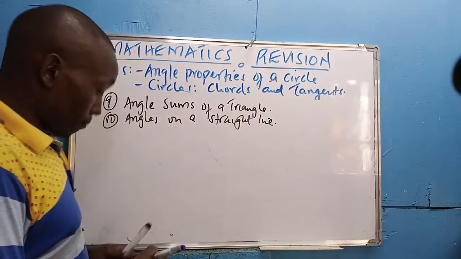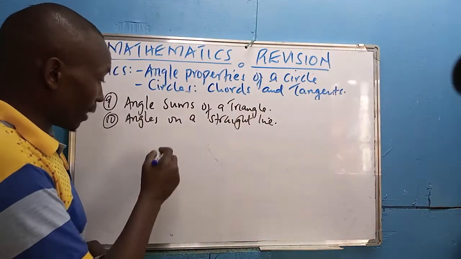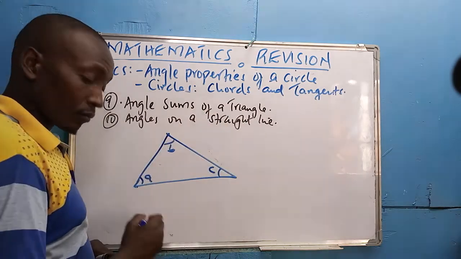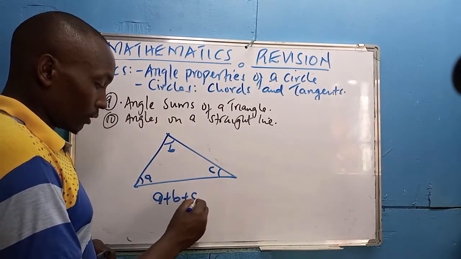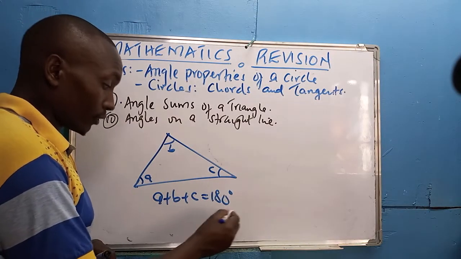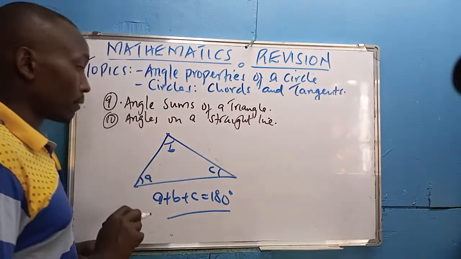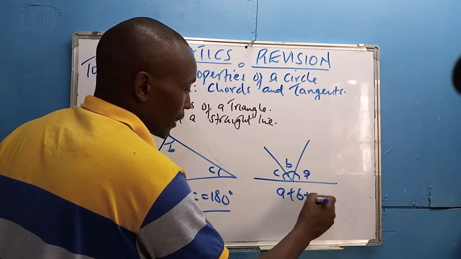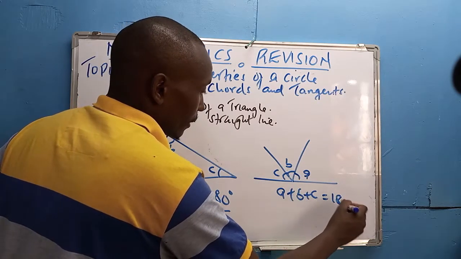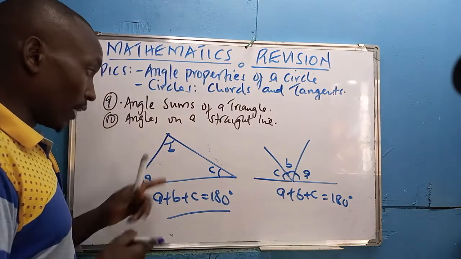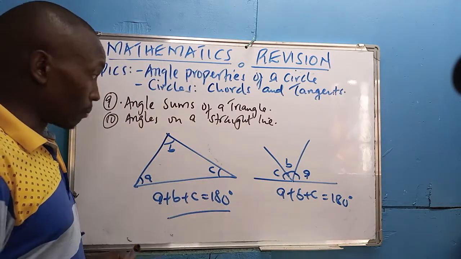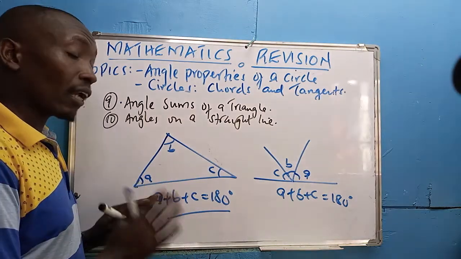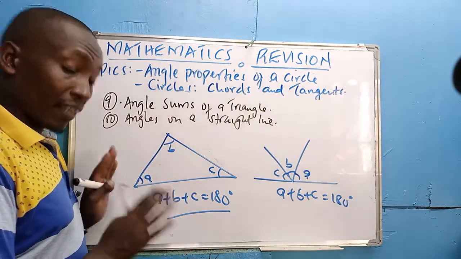Before we go to some questions, I want just to remind you of this. The angle sums of a triangle. If I have a triangle, A added to B added to C will give you 180. A property that you need to bear in mind. If I have a straight line, again A plus B plus C equals 180. Angle sums of a triangle, angles on a straight line, they are supplementary. Why do I teach you this? Because we truly need them when we'll be doing the long structure questions for a mathematics paper.